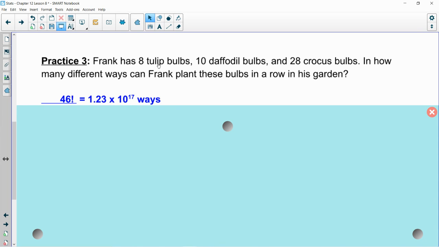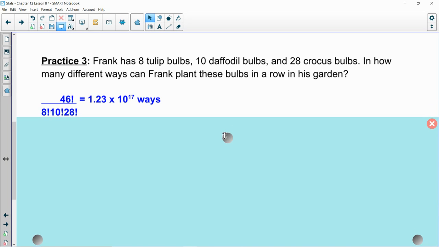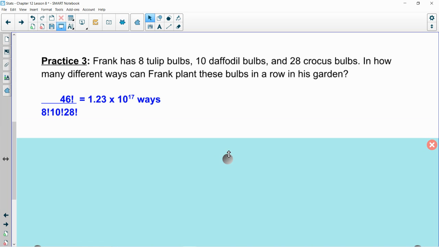We've got 3 instances of repetition. 8 tulip bulbs, that's 8 times we have repetition. 10 daffodil bulbs, 10 times, and 28 crocus bulbs, 28 times. We need a factorial for each, and here they are. So using your fractional notation, you plug this into the calculator, and your calculator is going to give you this huge value. So Frank's got quite a selection of ways that he can arrange all these bulbs.